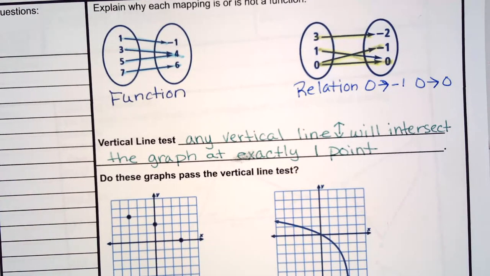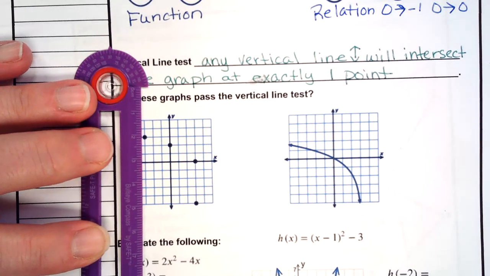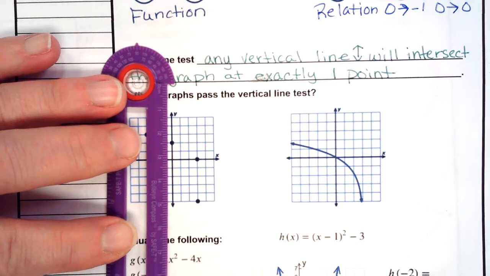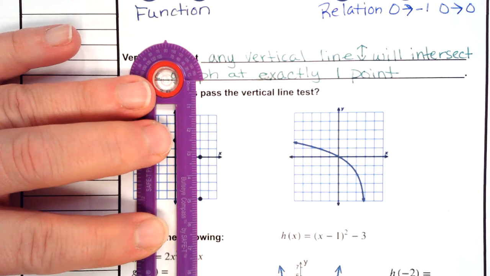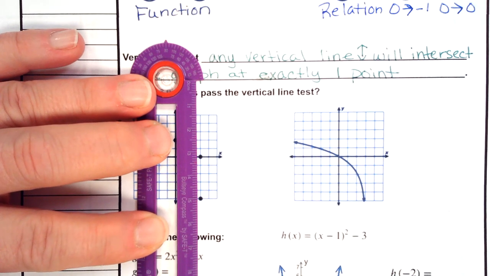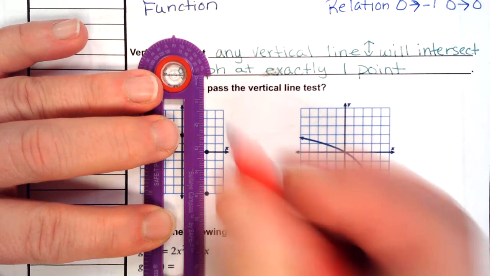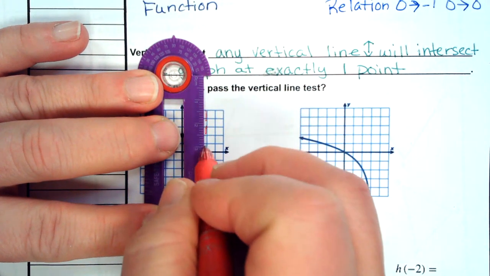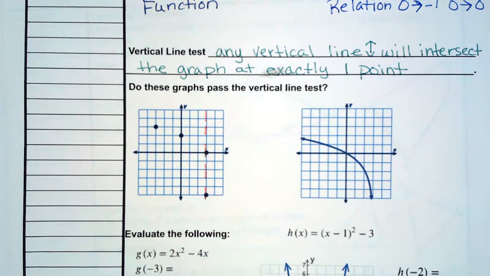So, to be able to do the vertical line test, it is helpful to have a ruler. So as I bring the ruler across, I only hit one point there, only hit one point there. But here, I intersect at 2 points. So you can see the vertical line intersects in 2 different points. This is a relation.